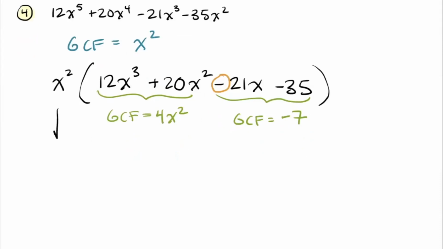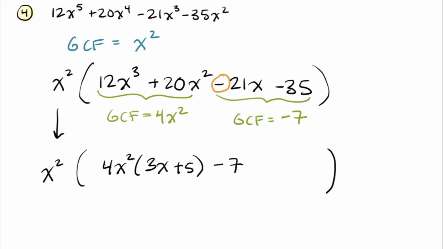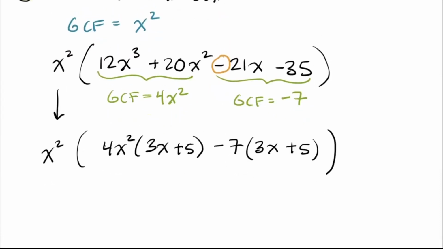Right, then this x squared is just coming along, it'll keep carrying down. Big parentheses here. In our first group of 2, we'll take out a 4x squared. It looks like we'll have a 3x plus 5 left. And in our second group, we'll take out a negative 7. That's going to change the sign of everything. Negative 21x will become positive 3x, and minus 35 will become plus 5. Again, these match here, so factoring by grouping is working.